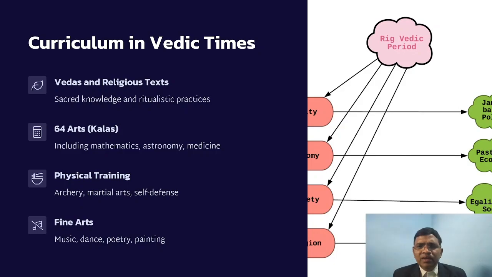What was the curriculum in the Vedic system? Vedas and religious texts, 64 arts or 64 kalas, physical training, and fine arts. The Vedas are sacred knowledge and ritualistic practices. The 64 kalas include mathematics, astronomy, and medicine. Physical training includes archery, martial arts, and self-defense, and fine arts include music, dance, poetry, and painting.